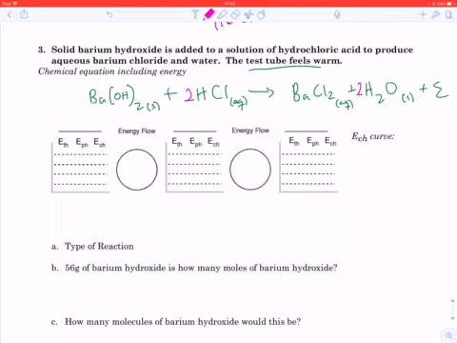Okay, so what exactly is happening here? Well, barium is switching places with hydrogen, and chlorine is switching places with the OH. So my cations over here are going to switch places with their anion partners. Barium is going to tag team up with chlorine, and OH is going to tag team up with H to give me water. So it's a double replacement reaction.